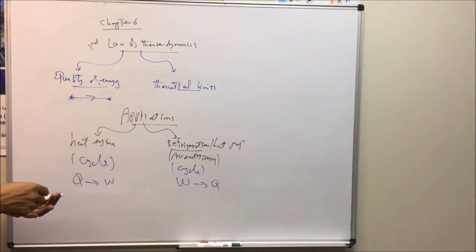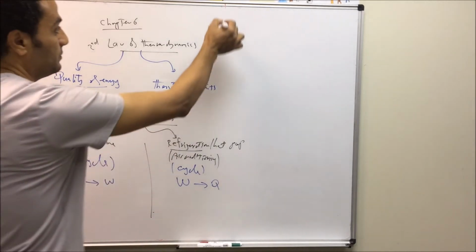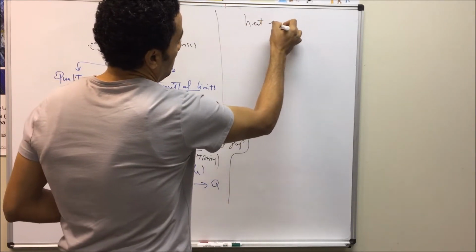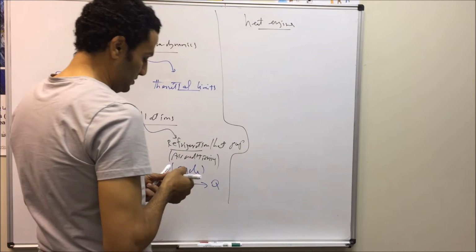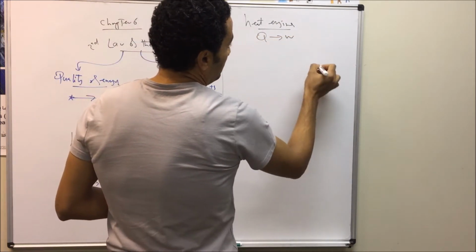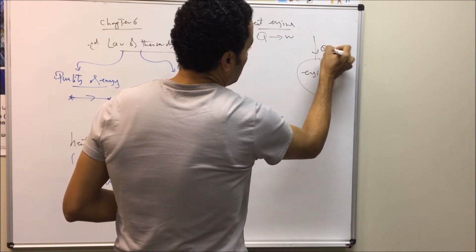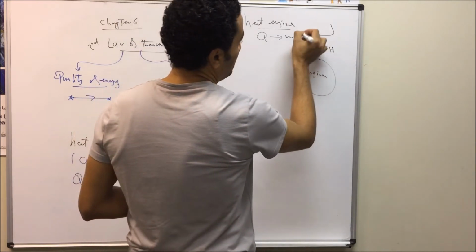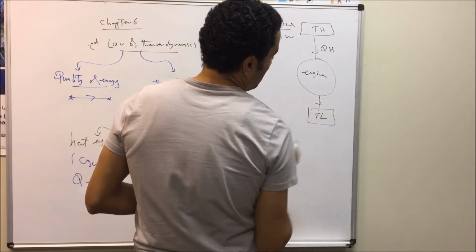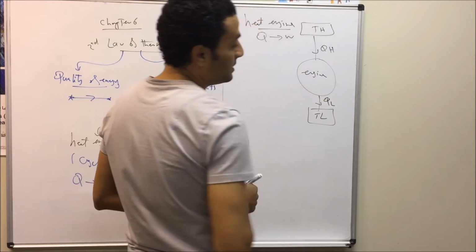Let's consider them one by one and do the analysis for both of them. First of all, let's start with the heat engine. In case of a heat engine, it converts heat into work. If you have any heat engine working on a cycle, it receives Q high, heat added from the high temperature source, and part of this heat is rejected at low temperature to the low temperature sink. That's why we call this heat transfer Q low.